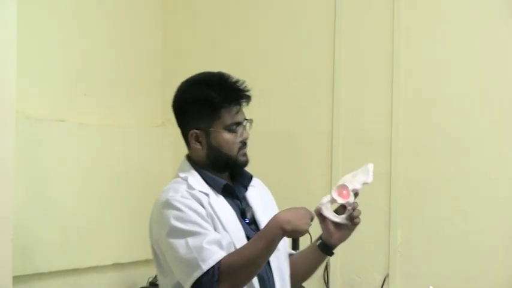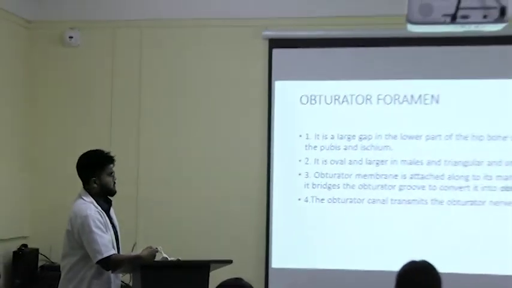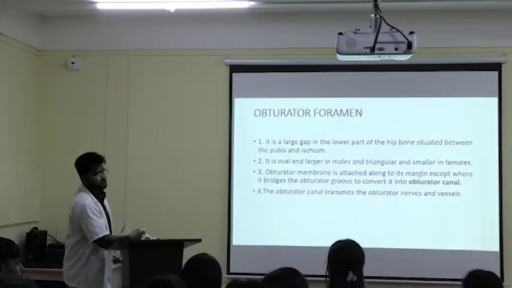And the last slide is the acetabulum. This is a cup-like hollow structure. This structure articulates with our femur bone, the head of the femur bone, and forms the hip joint. So the last slide, you can write it down.